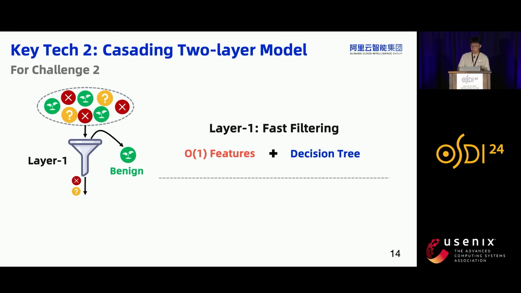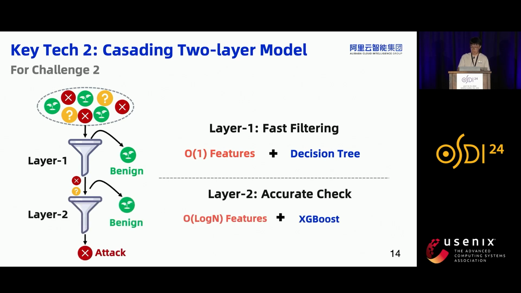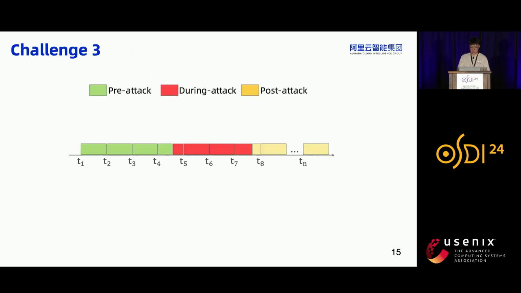In this case, we only include order-one features and use the fast model, namely decision tree. If the IOs are flagged by the first layer, we will push them through the second layer, where we have features that require order log n computing complexity. Moreover, we also use an advanced model, namely XGBoost, for better accuracy. We designed this two-layer model because most of the devices are not being attacked by ransomware, so we just need to run layer 1 in most cases.